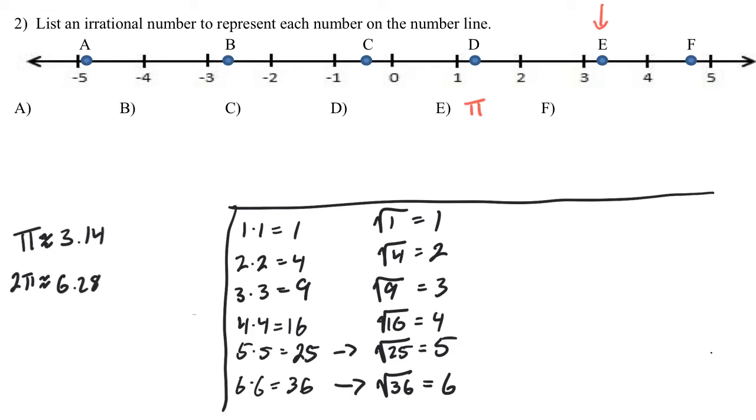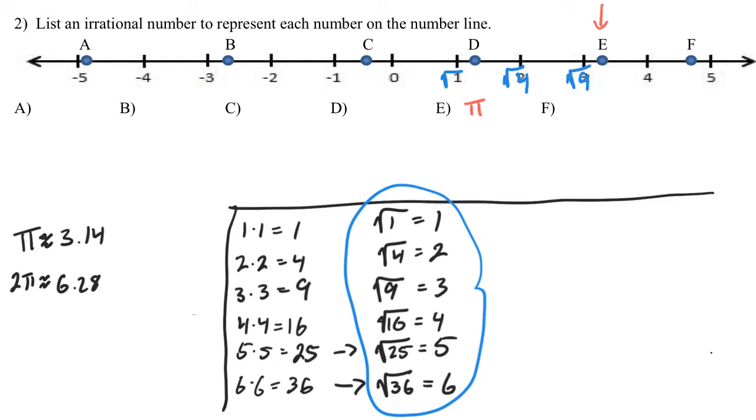So if I look at this right-hand column that I created, I can see that, well, 1 is really just the square root of 1, right? 2 can be rewritten as the square root of 4. 3 can be rewritten as the square root of 9. 4 can be rewritten as the square root of 16. And we do need to get 5 here. So that's the square root of 25, right?